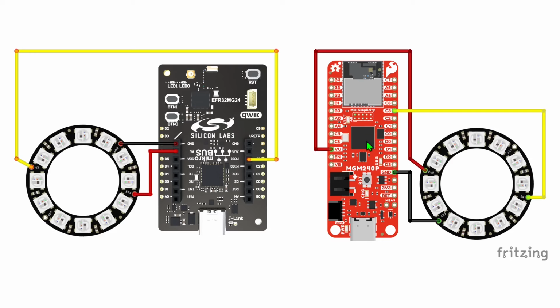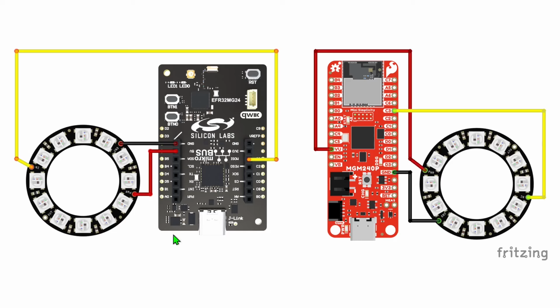To connect to the SparkFun board, the power input on the ring is connected to the pin marked VU on the SparkFun board. This is the voltage from the USB input and so provides 5 volts. The input pin on the ring is connected to the C3 pin on the SparkFun board. This is the data line used to control the LEDs. Finally, the ground pins on both boards are connected together.